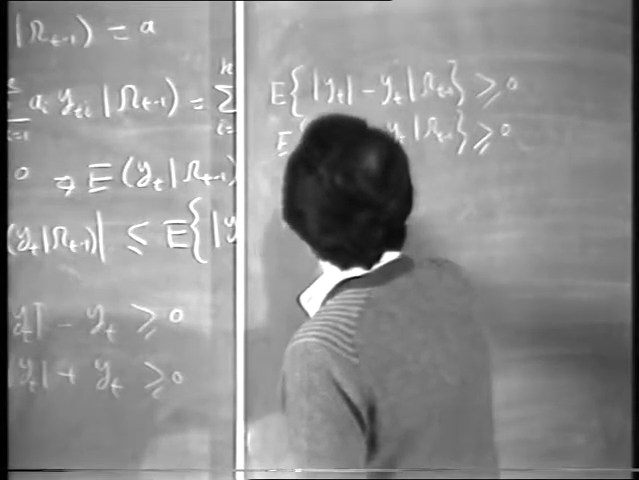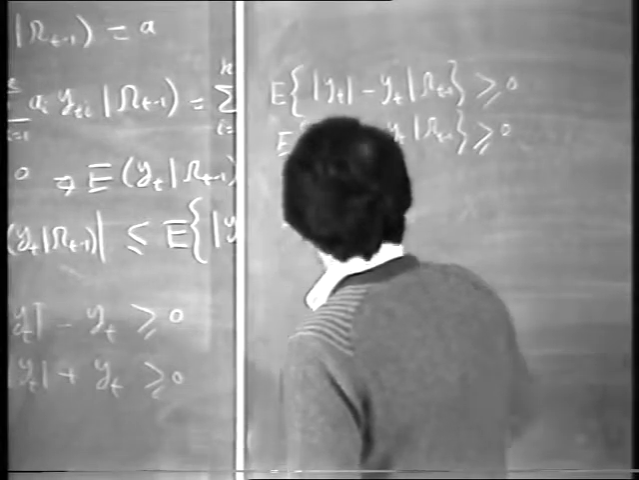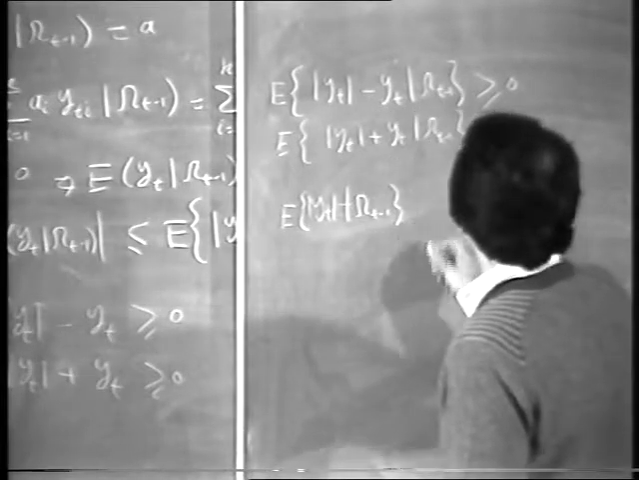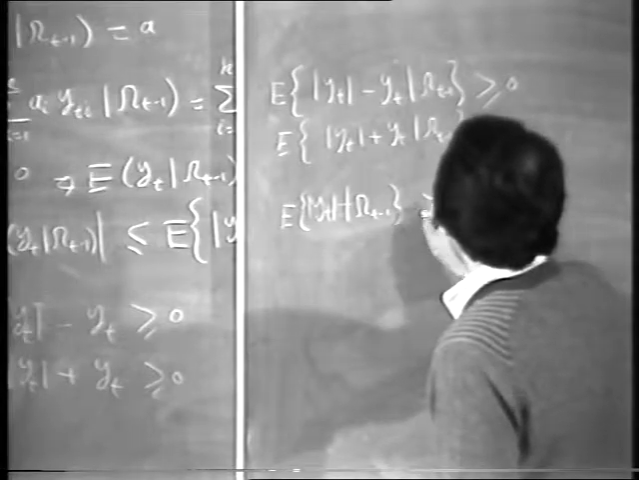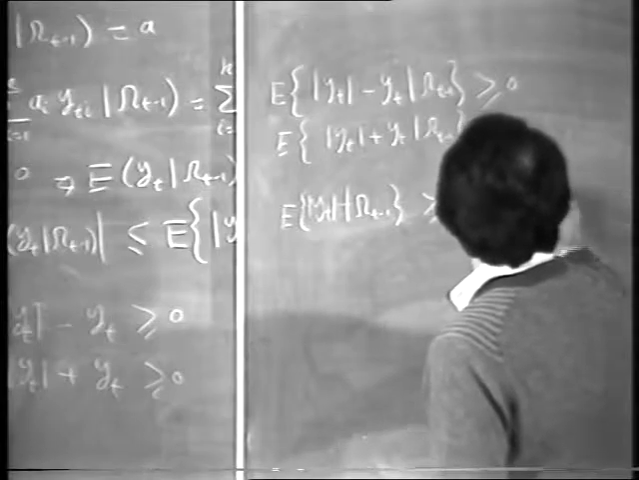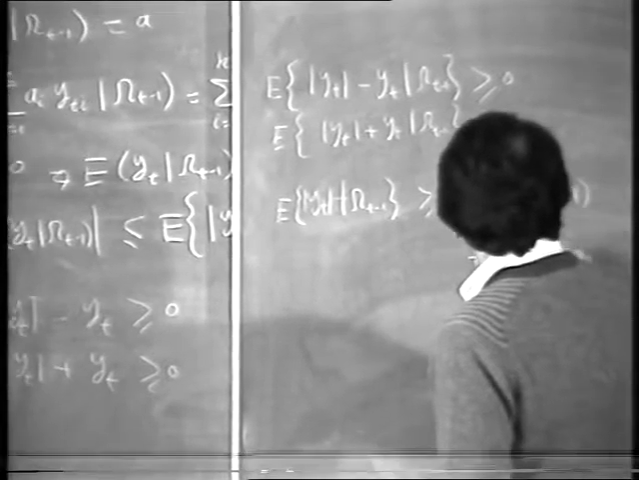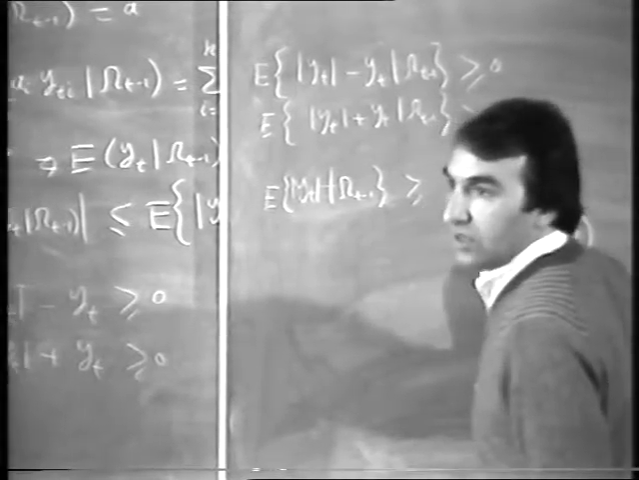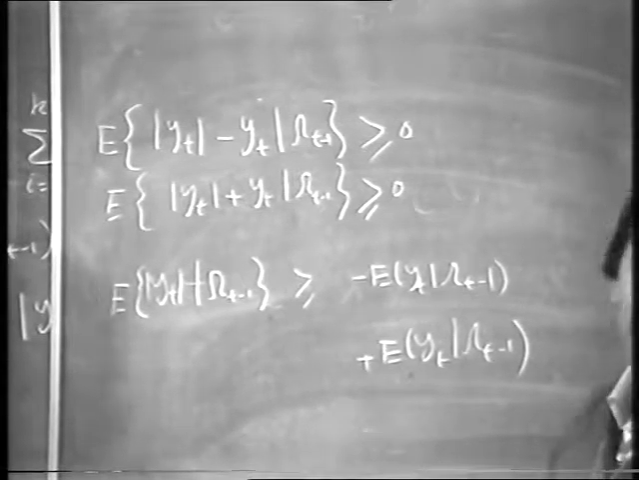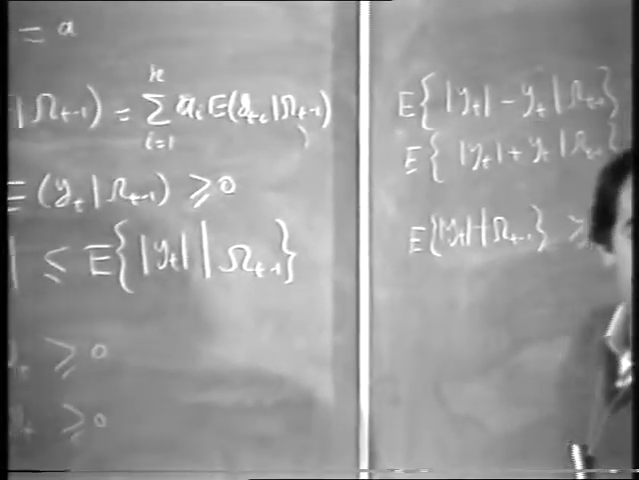So from that, it follows that the expectation of the absolute value of yt, conditional on omega t minus 1, has to be always larger than either minus the expectation of yt conditional on omega t minus 1 or plus the expectation of yt conditional on omega t minus 1, and therefore is larger than its absolute value. It is larger than either its positive or negative value, which establishes that this is always the case.